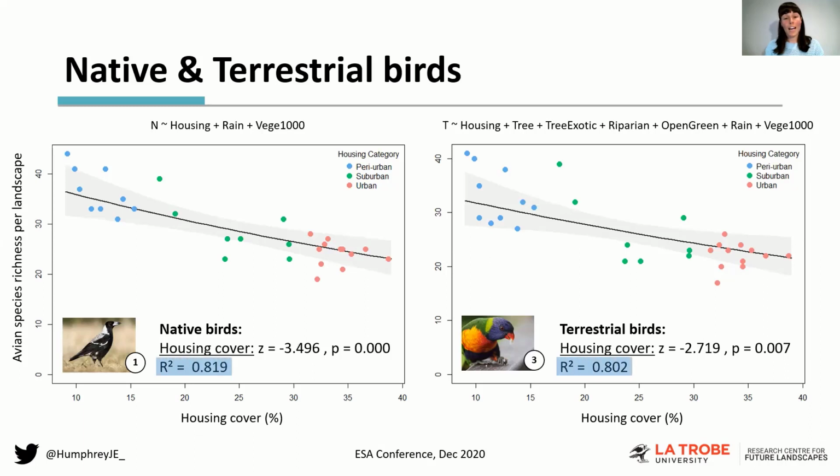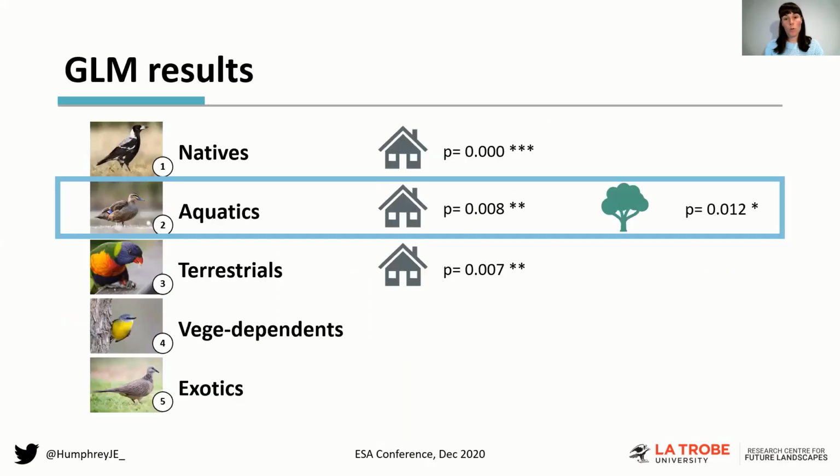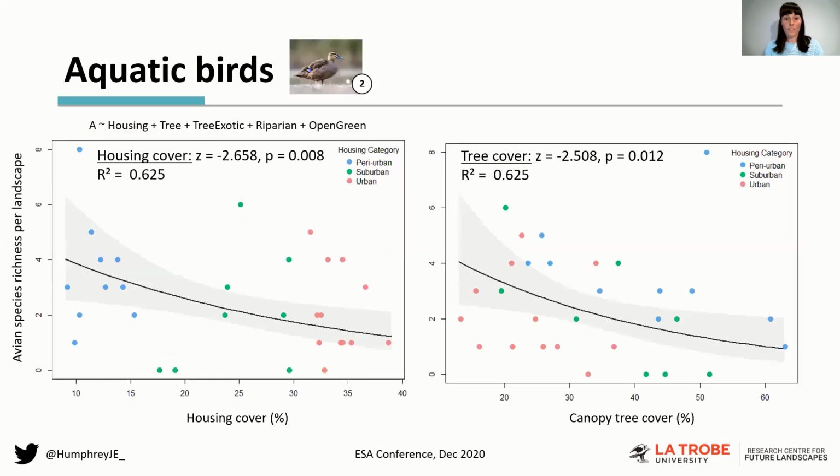Importantly here, the R-squared value for both models was over 0.8, suggesting that they are explaining over 80% of the variation observed in species richness. For aquatic species, both housing cover and tree cover were significant variables. Both of these variables had a significant negative relationship on the richness of aquatic birds.